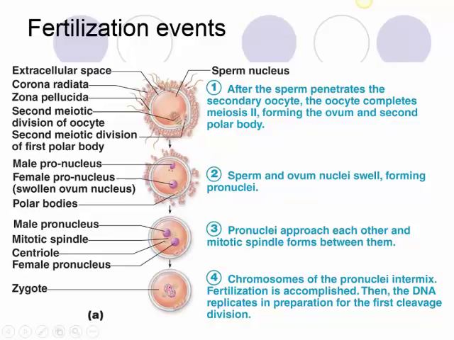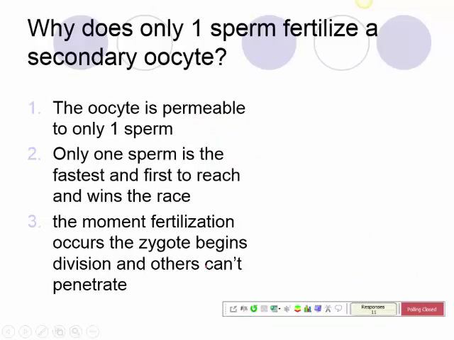So now your chromosome number and the amount of DNA is restored. So you become diploid again. We can see here is a fertilized zygote, and this will begin to divide.